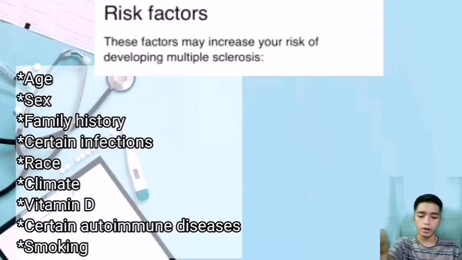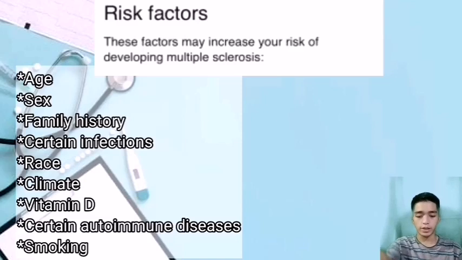Then the next one is the certain infections. A variety of viruses have been linked to multiple sclerosis, including the Epstein-Barr, the virus that causes infectious mononucleosis. So the next one is the race. White people, particularly those of northern European descent, are at a higher risk of developing multiple sclerosis. So people of Asian, African, or Native American descent have the lower risk.